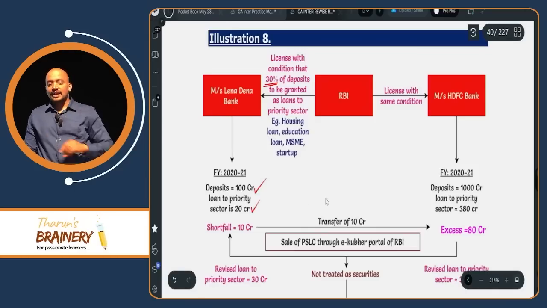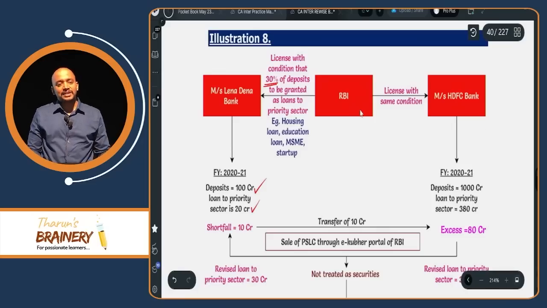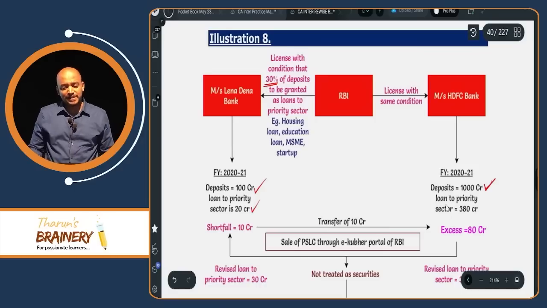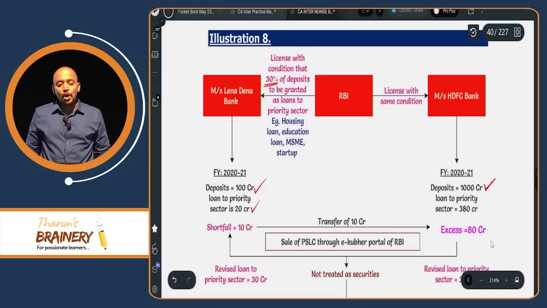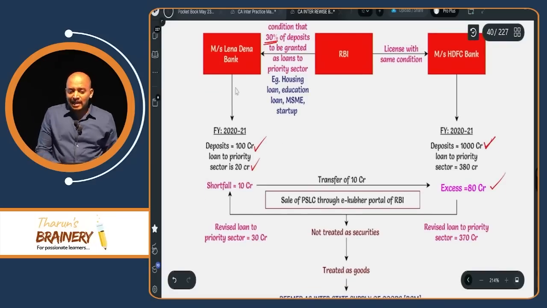Now, on the other side, HDFC Bank also has a license from RBI with the same condition. For the financial year 2021, they accepted public deposits of 1000 crores. Out of this, how much do they need to give as loan to the priority sector? 30%. 30% means 300. But they gave a loan to the priority sector of 380 crores. How much have they exceeded? 80 crores. Now, Lena Dena Bank is purchasing 10 crore worth of priority sector lending certificate from HDFC Bank.